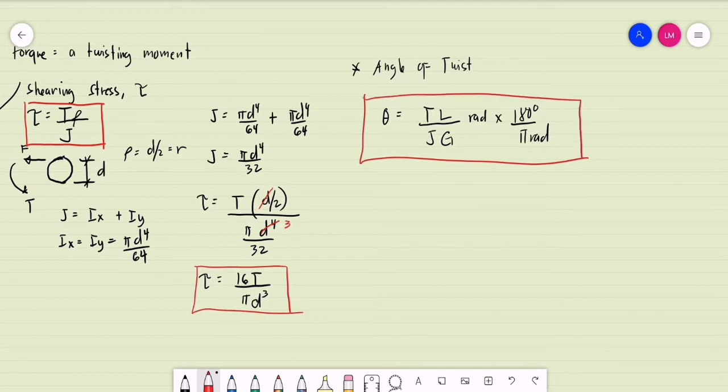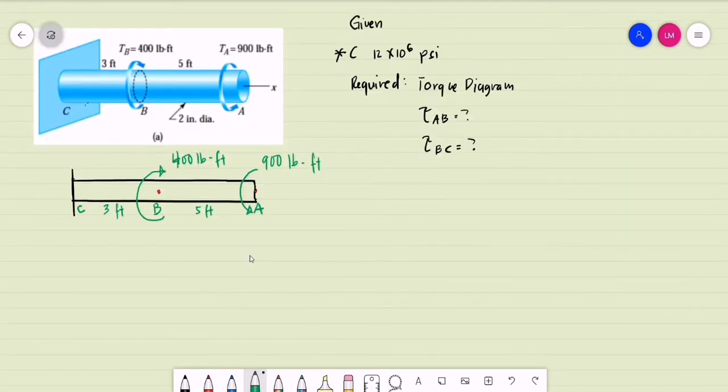So let's have an example. For example, we have a solid shaft with a diameter of 2 inches. It carries a torque at A, that is 900 pounds-foot counterclockwise. At B, we have 400 pounds-foot clockwise. So the given modulus of rigidity is equal to 12 times 10 raised to 6 pounds per square inch. So these are the requirements.